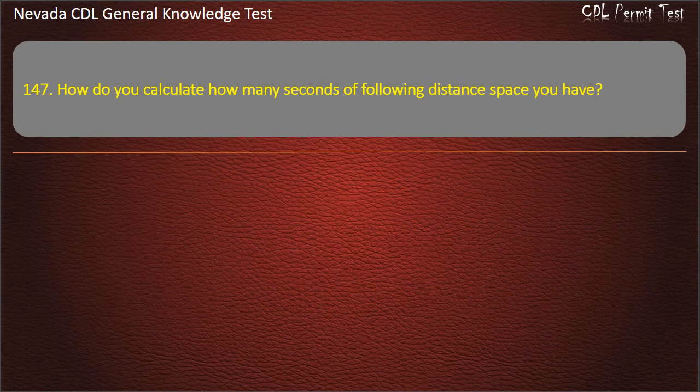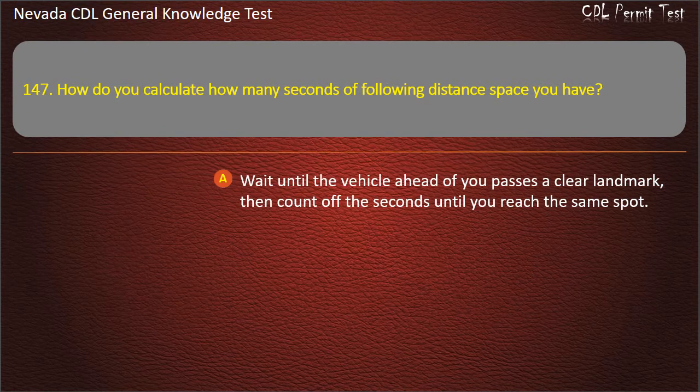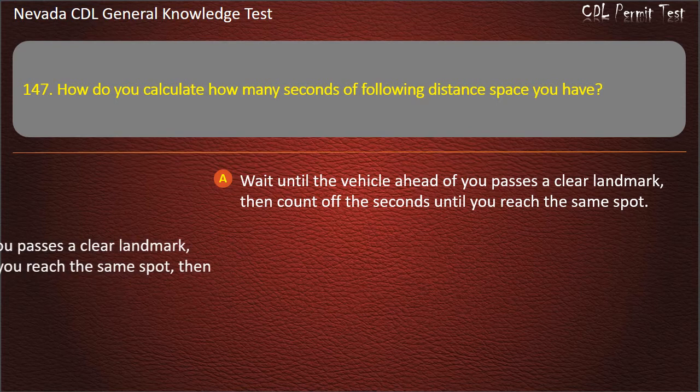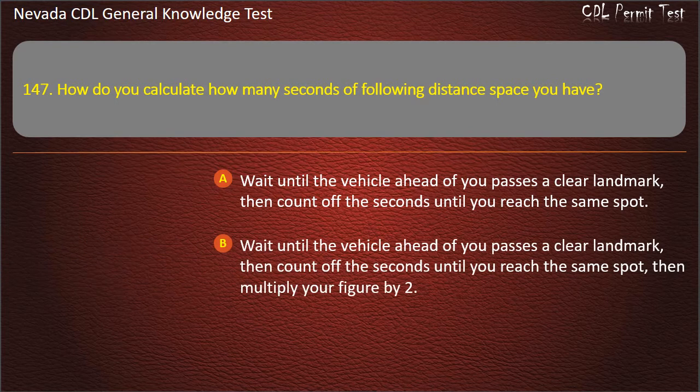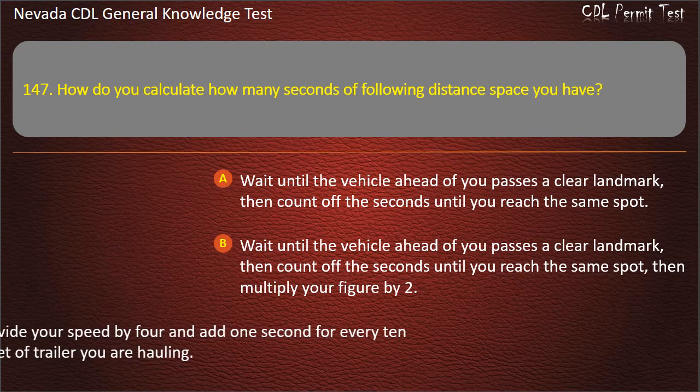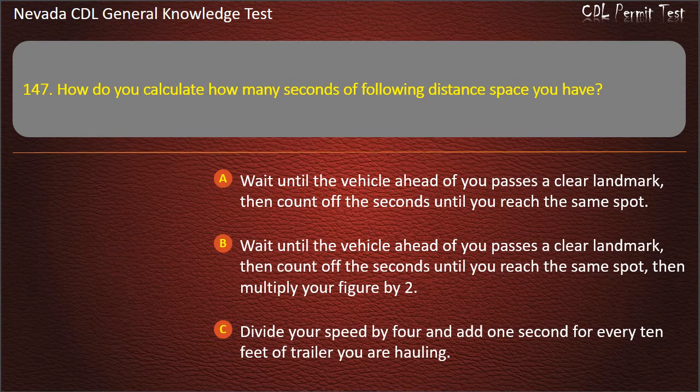Question 147. How do you calculate how many seconds of following distance space you have? Wait until the vehicle ahead of you passes a clear landmark, then count off the seconds until you reach the same spot. Wait until the vehicle ahead of you passes a clear landmark, then count off the seconds until you reach the same spot, then multiply your figure by 2. Divide your speed by 4 and add 1 second for every 10 feet of trailer you are hauling.